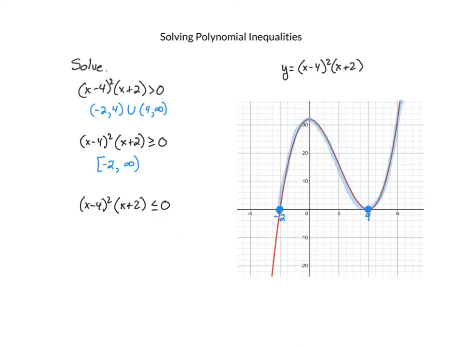Now this time we're still going to include the -2 and the +4 because the graph equals 0 there, or the function equals 0 there. But now we want to know where the graph exists below the x-axis for the y values to be negative. And notice that is here.